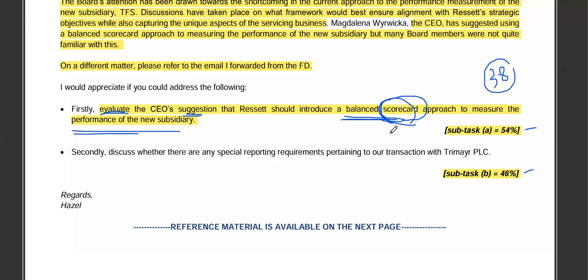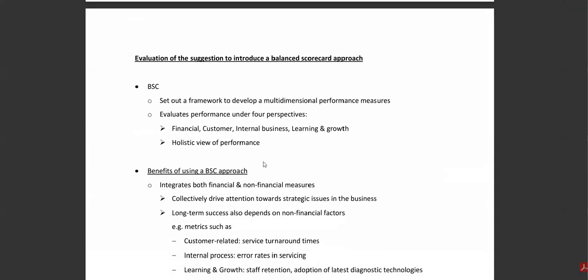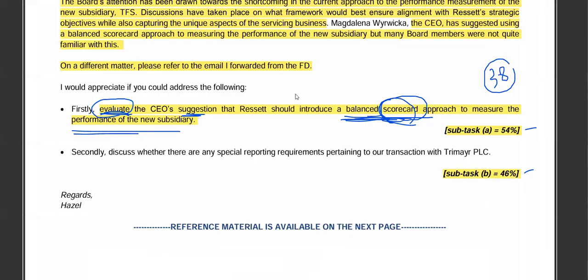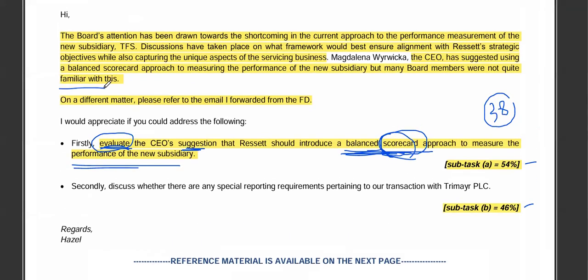So how have we structured this answer and evaluation? And do not take this as the standard approach to answering any task which states evaluation. Appreciate the context. And in this context, it's about whether we should use balanced scorecard approach or not. So if you look at the answer plan or the answer that we've developed, we've started with a brief explanation. I repeat, a brief explanation of what is a balanced scorecard approach, because it appears that the board members were not quite familiar with what this balanced scorecard approach is.